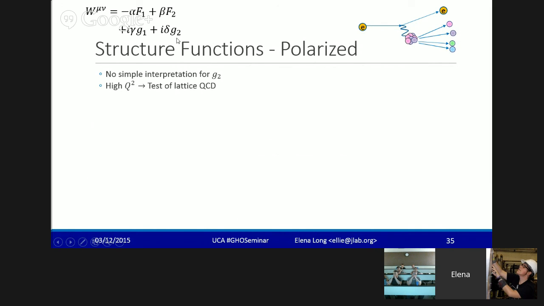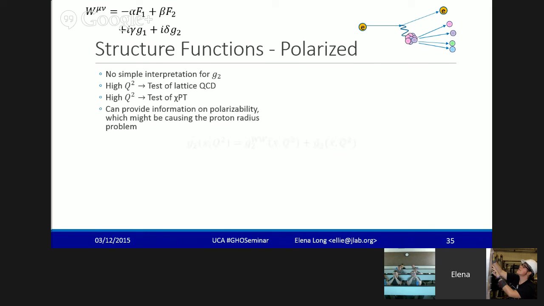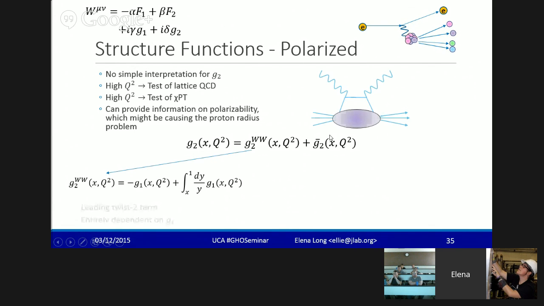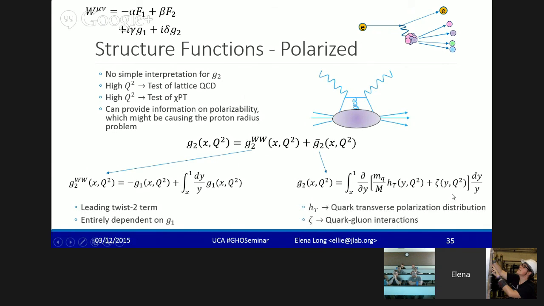Unfortunately, there's not really a simple interpretation like this for the other. It tests a couple of models, one called lattice QCD and one called chiral perturbation theory, that I don't want to get into details about. But what I do want to mention is that we can rewrite G2 as two parts. One we call G2WW, the other G2 bar. G2WW is really related back to this G1, so it's based on information that we're already looking at with G1. And G2 bar is based on this H and this chi function in here.